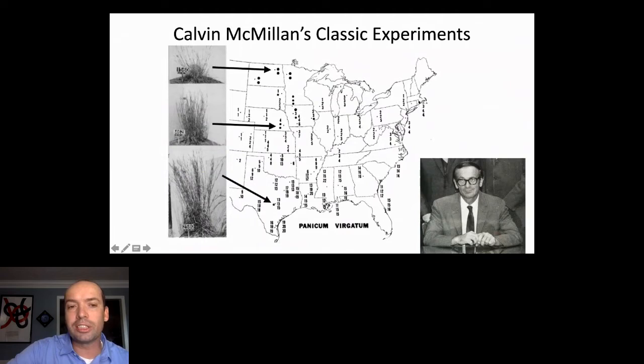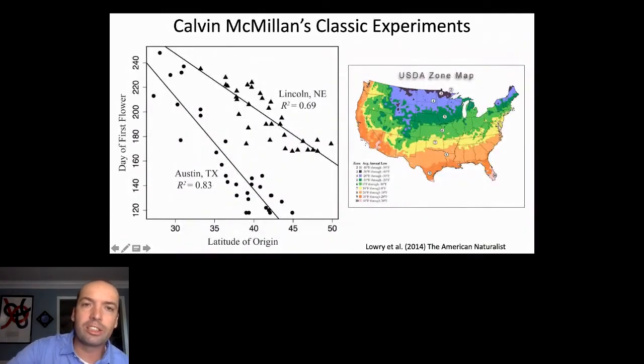And we think this is mostly due to local adaptation to those different regions of the country. So if we plot out Calvin McMillan's experiments and look at the latitude of origin versus the first day of flower of the plant, we can see that there's a strong correlation between these, where in Lincoln, Nebraska, you see that as you get to higher latitude, you have an earlier flowering time, and the same thing in Austin, Texas. And the relationship holds in both of those field sites.